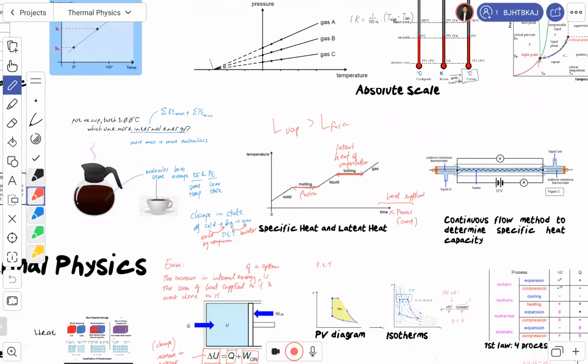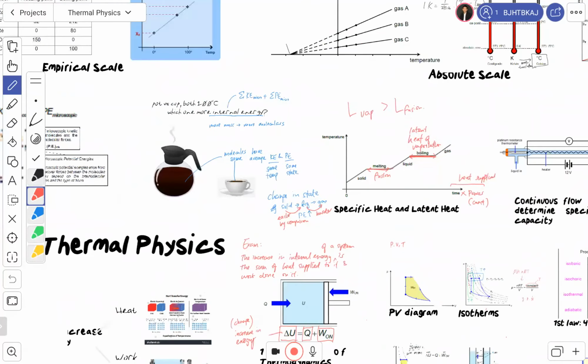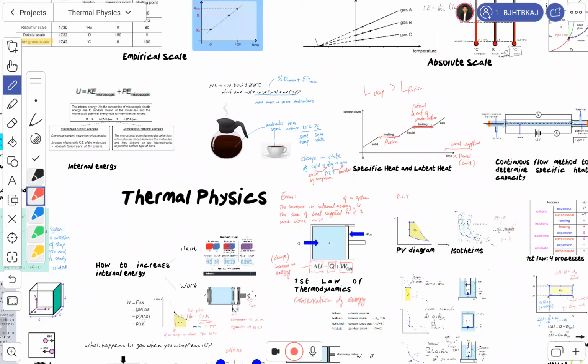Last part, the continuous flow, I don't want to talk about it. This one, you can go and read. Too dry. And it's like a disconnected item in the whole scheme of things.